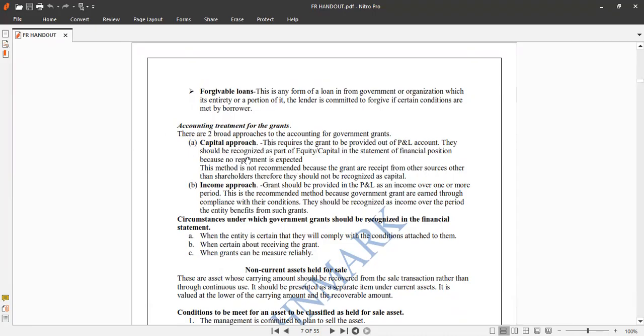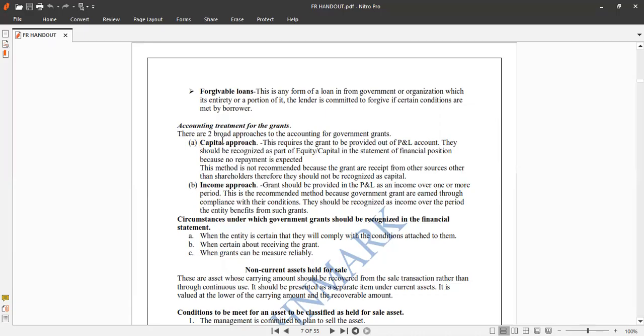Now, for example, assuming the government has been bailing out Mumia Sugar. Assuming the government set aside 300 million to Mumia Sugar. Now, as an accountant or as a CFO, why do you think you should apply that amount? Is it using the capital approach or the income approach? Number one, when determining the approach to use, look at the amount and the magnitude.